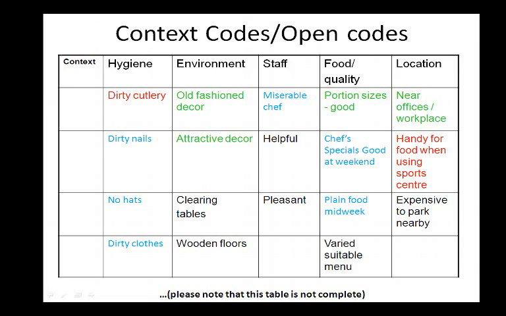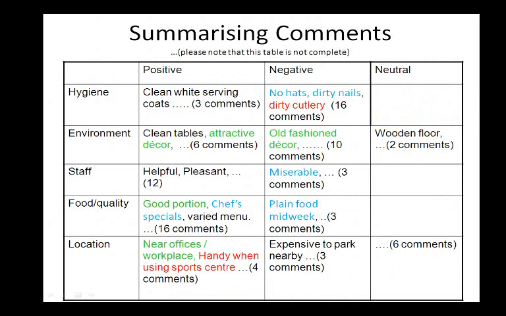We could use codes like H standing for hygiene, S standing for staff, but we'll keep it simple in this example. The next step then is to put them into appropriate groups, and in this example we're looking at the good aspects of the tea room and poor aspects. So we've divided the comments into positive and negative within each of those themes. We've just put in here some of the comments made under each theme and each group, but we've also totaled up how many comments there were within that category.